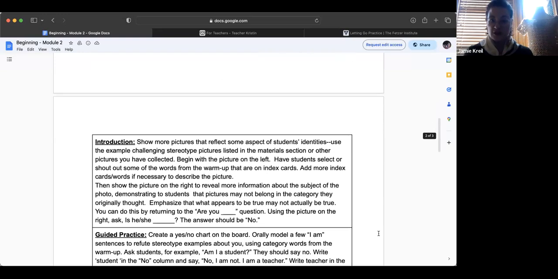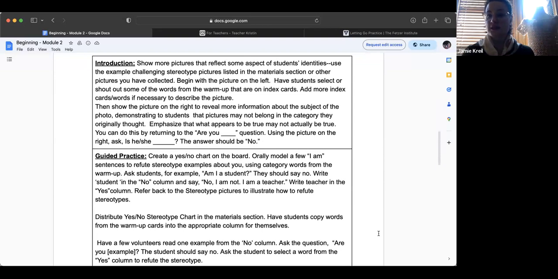Let's move to the introduction. And by the way, this is in the same format as many of our TIF lessons, actually all of our TIF lessons. This was taken from the model that was shared a few years ago. So simple warm-up, intro, guided practice, independent practice, and extension, just as a note.